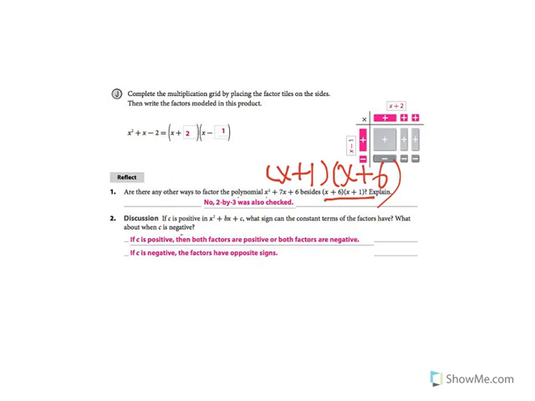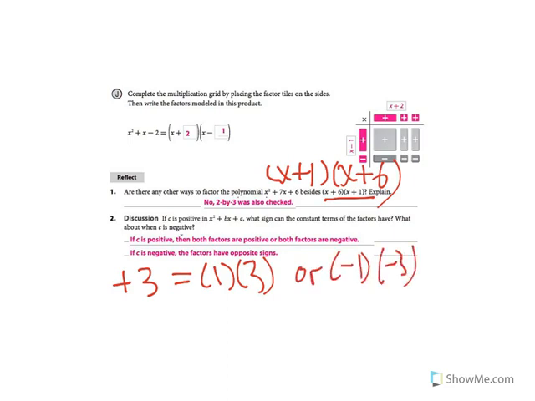Number 2, discussion. If c is positive in x squared plus bx plus c, what sign can the constant term of the factor have? Okay, what about when c is negative? So the answer is that if c is positive, then both factors are positive or both factors are negative. So, for example, if we have a positive 3, this is the same as 1 times 3 or a negative 1 times a negative 3. So it still gives us a 3.